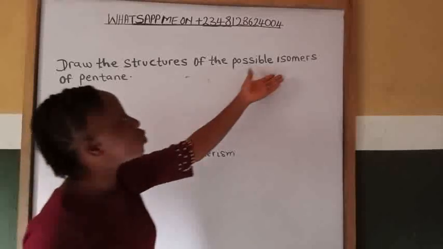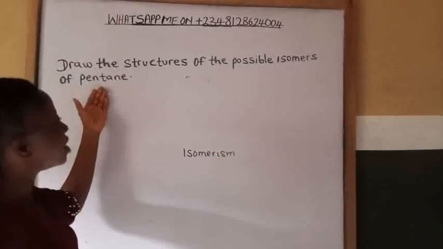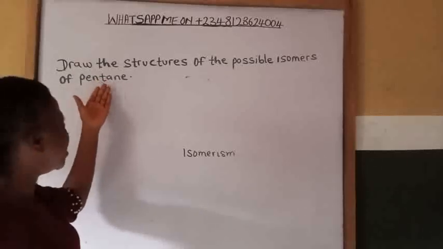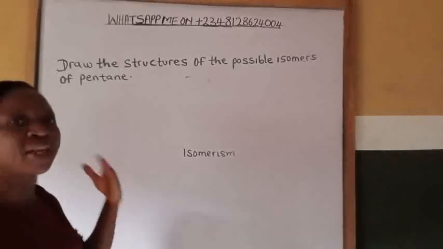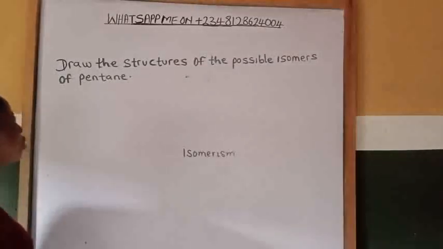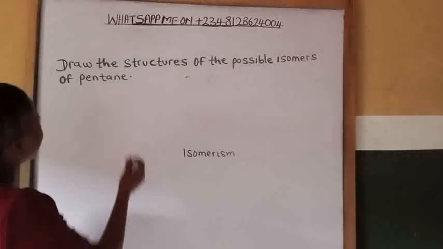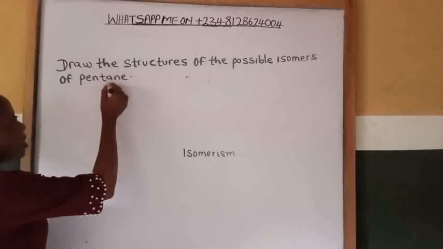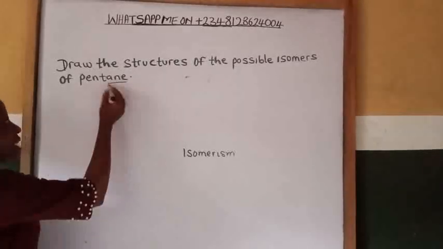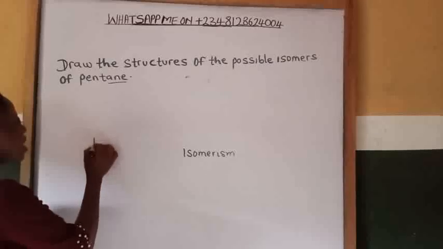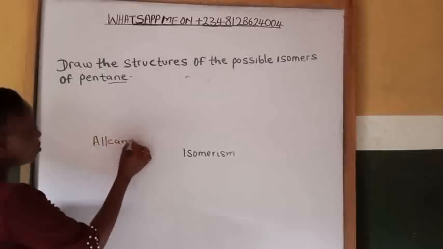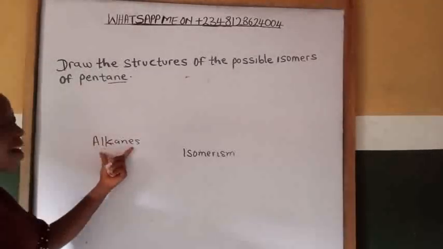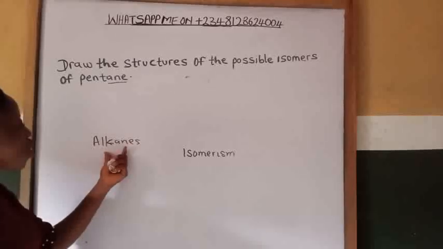Then we are looking for the possible isomers of pentane. That is, we are looking for different structures of pentane from the molecular formula of pentane. So we need the molecular formula of pentane first. What class of organic compound is pentane? To know the class, you consider the name ending. It ends with "ane", and the ane members are alkanes. So pentane is an alkane, a saturated hydrocarbon.